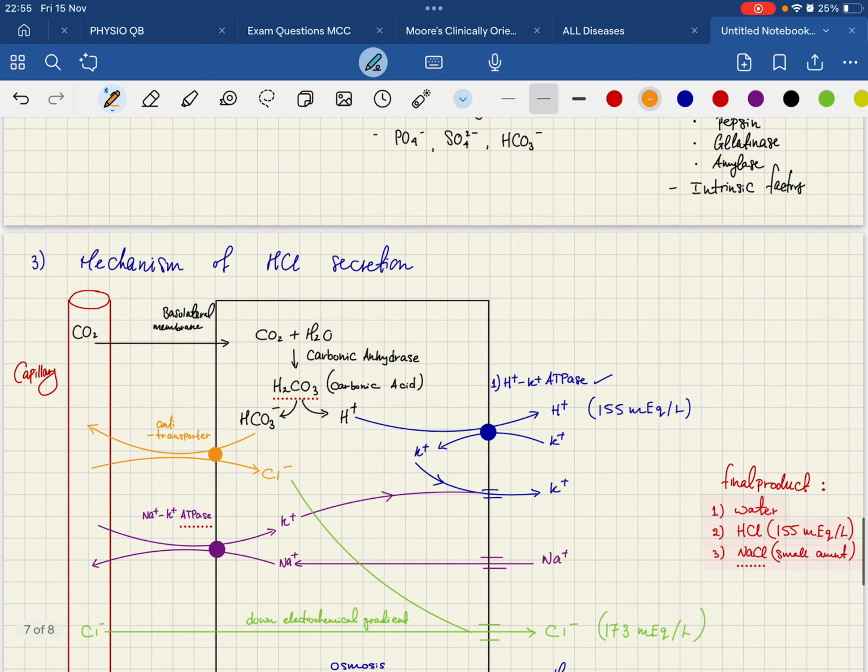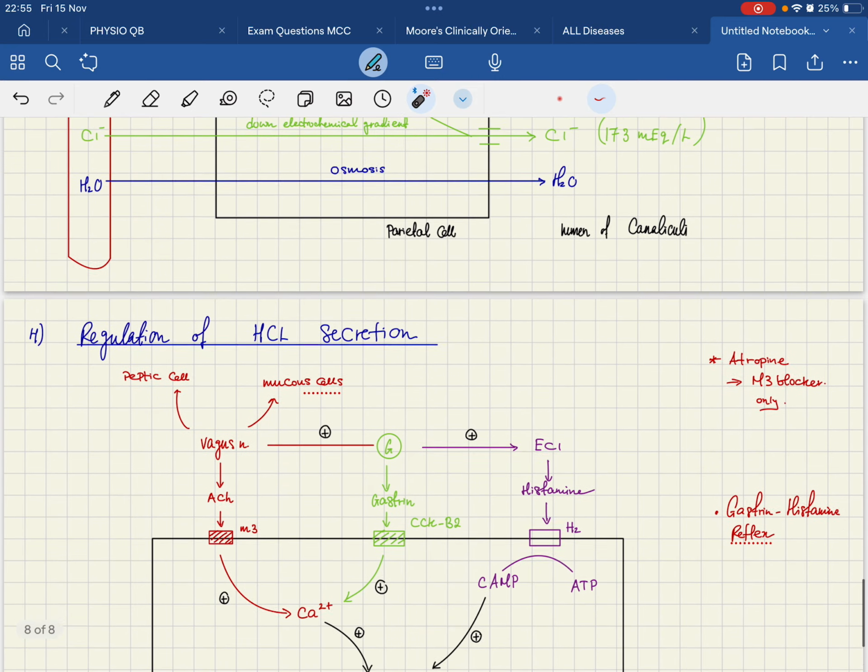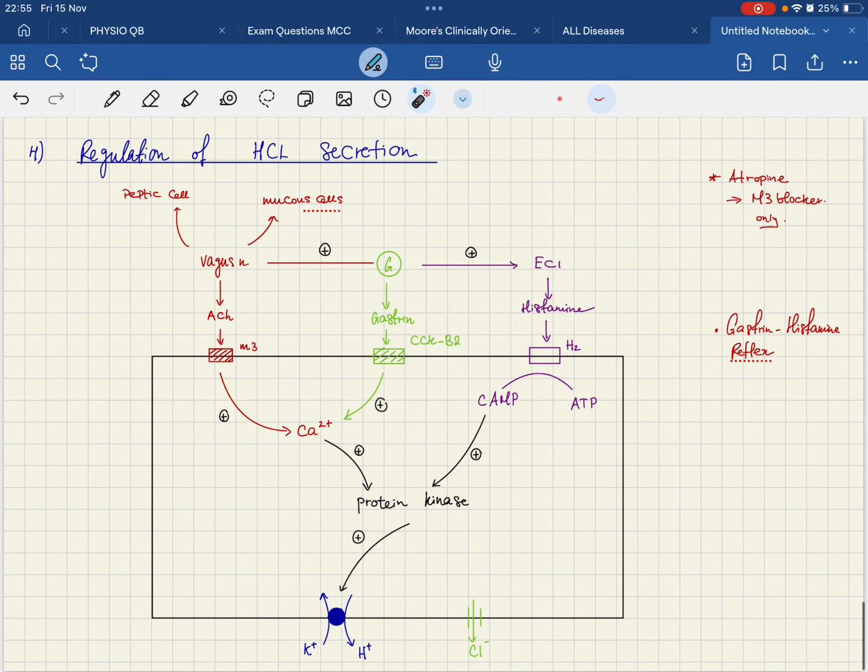So I'll advise you to draw this diagram several times, and then you'll get the hang of it. Just remember the sequence, and then it will be easy on you. And then we'll talk about, lastly, the regulation of HCl secretion.